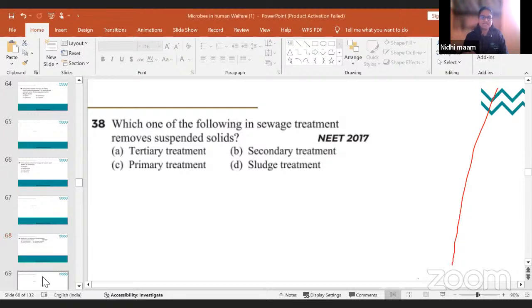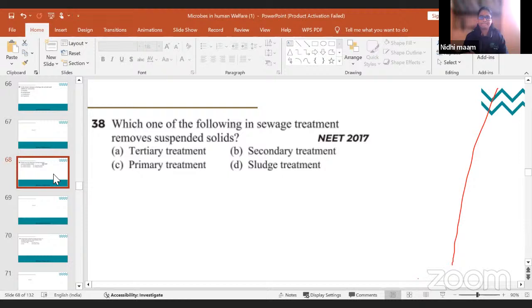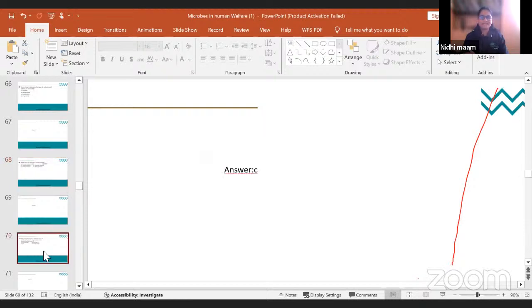Option C, that is what we can say. Primary treatment is the right answer.